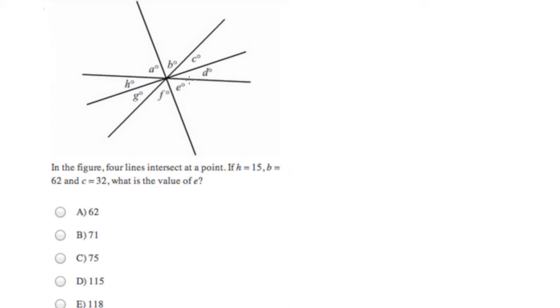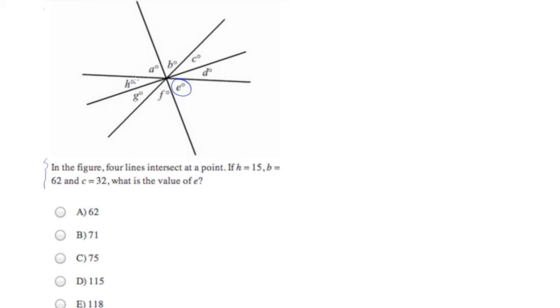This is a geometry problem. You can tell by the pictures of the lines and angles. And to solve it, we're going to need to take the information that's been given to us in the text down here and add that onto the drawing, then use rules of geometry to solve for the missing piece of information. They have asked us to find the value of E.